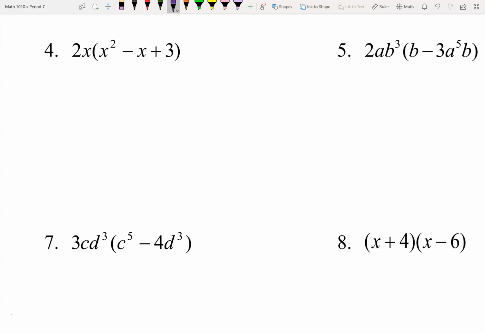Tell me one word that tells me what we're going to do. Distribute. So listen to what I do: the signs, and then the numbers, and then variable, variable, variable. Get all my variables done. Okay, here's what I'm talking about.